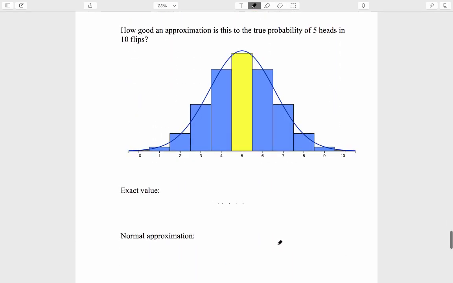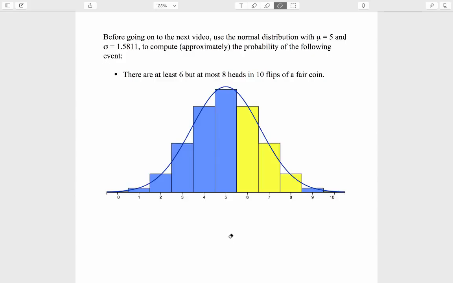Now, that's just an approximation, and we can ask how good an approximation is it? The exact probability when we compute it is 10 choose 5, p to the 5 times 1 minus p to the 5. Probability of heads raised to the number of heads times probability of tails raised to the number of tails, and that equals 0.2461. The normal approximation gave us 0.2510. That is not bad. The only way to master this is to practice it.